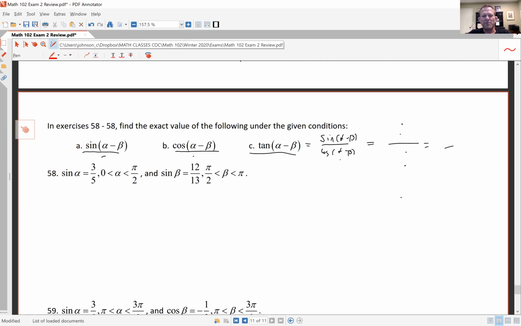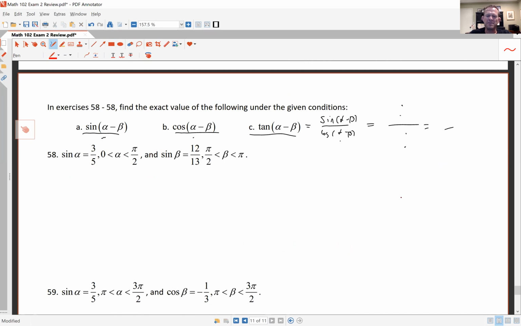Okay, finding sine alpha minus beta, cosine alpha minus beta, tangent alpha minus beta, giving some information about sine alpha and sine beta. Again, we know that the sine of alpha minus beta is sine of alpha cosine beta minus sine of beta cosine alpha. Cosine alpha minus beta is cosine alpha cosine beta plus sine alpha sine beta.